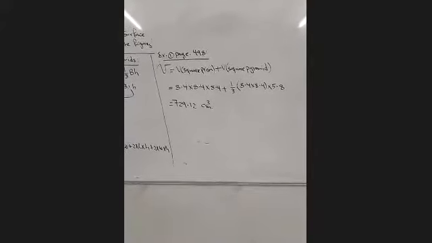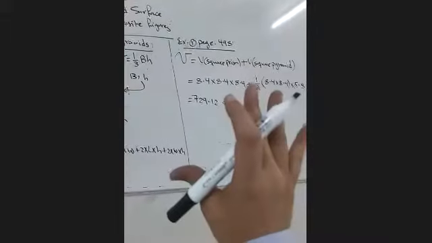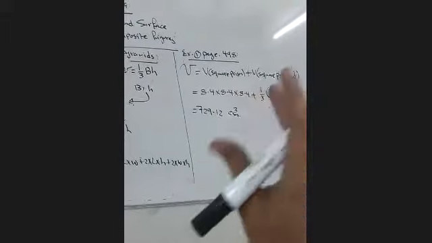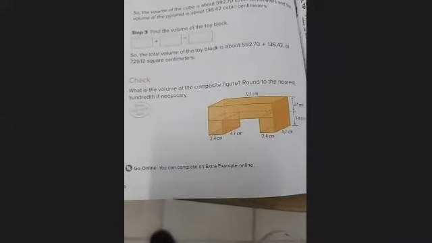Good. So you understand what we did here, me and Rashid, right? Yes. Okay, Abdullah Riyad, go ahead. Abdullah, read the check. What is the volume of the composite figure? Round to the nearest 100 if necessary.